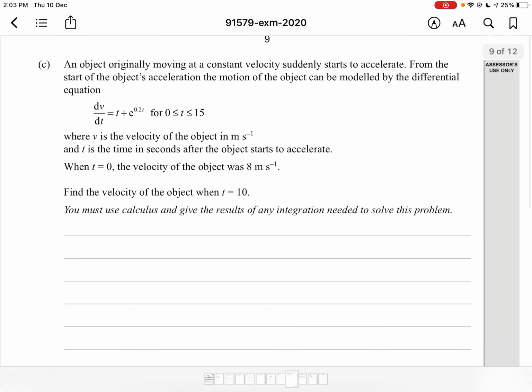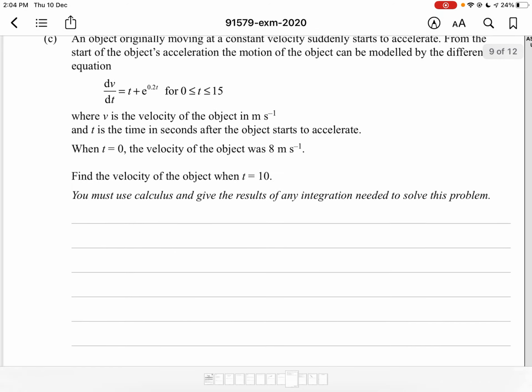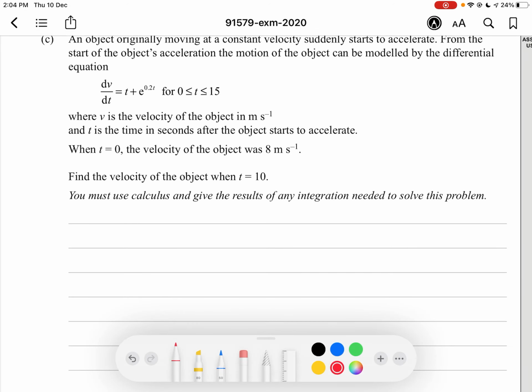Question C. An object originally moving at a constant velocity suddenly starts to accelerate. From the start of the object's acceleration, the motion of the object can be modeled by the differential equation dv over dt equals t plus e to the power of 0.2t, for t between 0 and 15. V is the velocity in meters per second, and t is the time in seconds since the object starts to accelerate. When t equals 0, the velocity of the object was 8 meters per second. Find the velocity of the object when t equals 10.